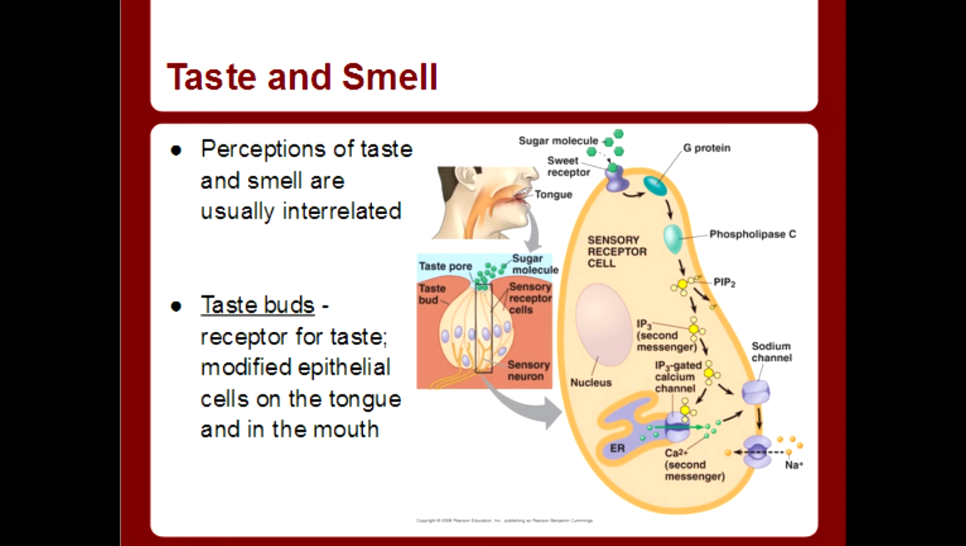a sensory receptor cell. When the sugar molecule attaches to the receptor, it activates this G protein, which activates phospholipase C, which takes this IP3 from the PIP2, separating it from the phospholipid bilayer, which then activates this calcium ion channel, which then opens up the sodium channel and lets sodium in, which then changes the membrane potential of the cell, which then sends an action potential through the sensory neurons, and you taste stuff. Basically another signal transduction pathway.